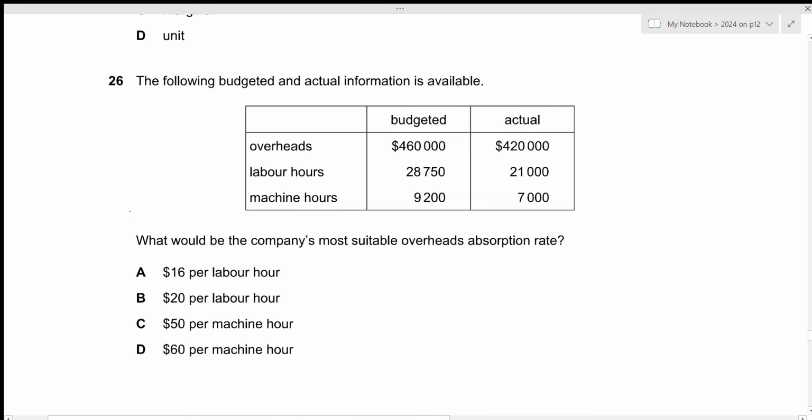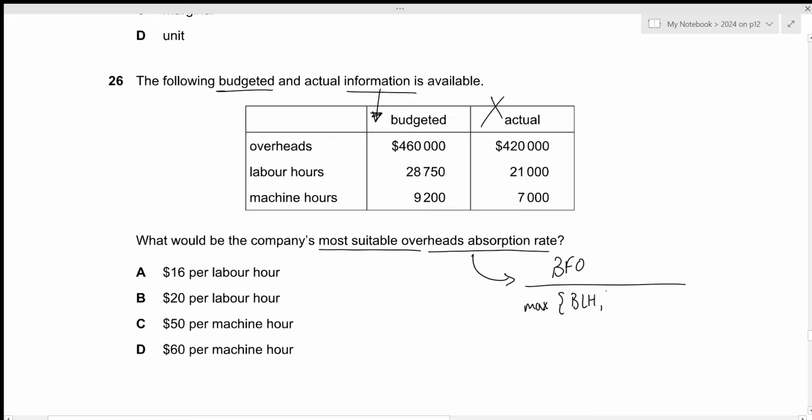The following budgeted and actual information is available for overheads, labor hours, and machine hours. What would be the company's most suitable overheads absorption rate? Remember that overhead absorption rate is calculated based on the budgeted values. So we're looking for this column. This is irrelevant for now. And overhead absorption rate is calculated by using the formula budgeted fixed overheads divided by the higher of budgeted labor hours and budgeted machine hours.